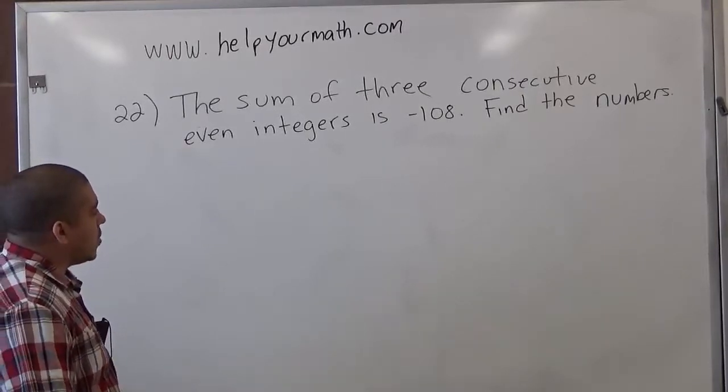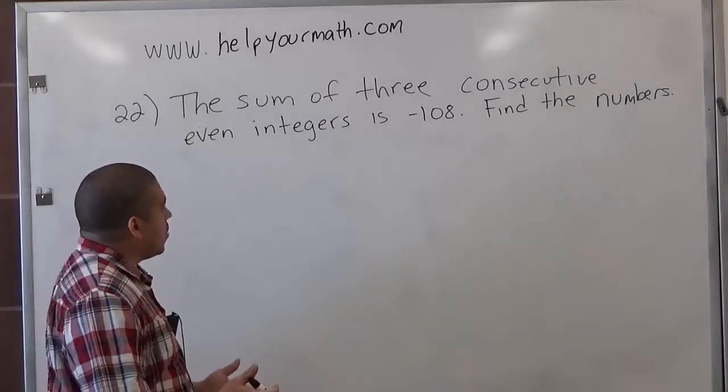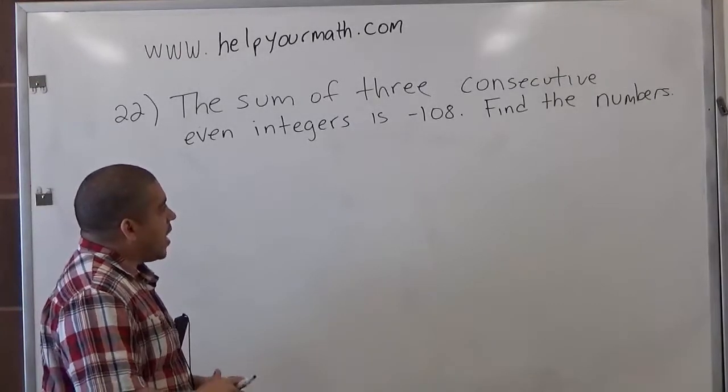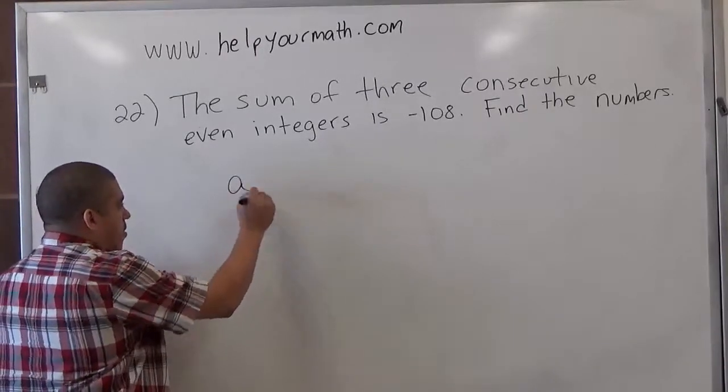So the question here says the sum of three consecutive even integers is negative 108, and they want you to find the numbers. So there are three numbers in a row that are even and they add to negative 108. So let's call the first number A.